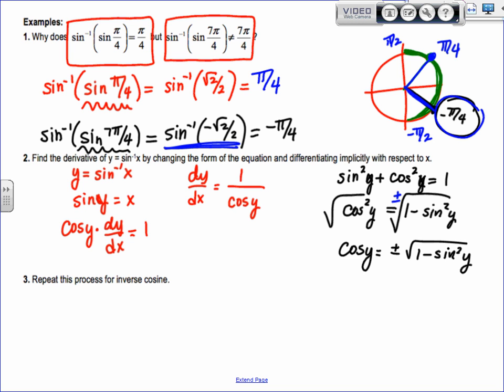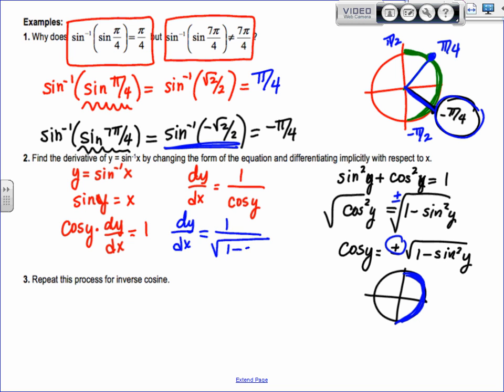Okay, we're talking about arc sine. And we know that arc sine is restricted to this side of my unit circle. Well, on the right side of my unit circle, are your cosine values positive or are they negative? They're positive, so we're going to select the positive. So in other words, dy over dx, going back here, is equal to 1 over the square root of 1 minus sine squared y. But I still don't want y's. So I do one last thing. So I say dy over dx equals 1 over the square root of 1 minus, and I go back here.